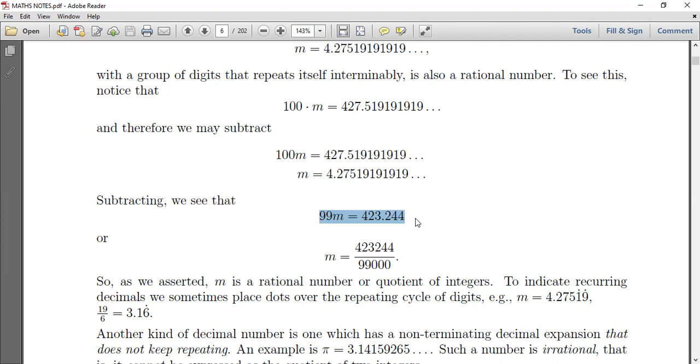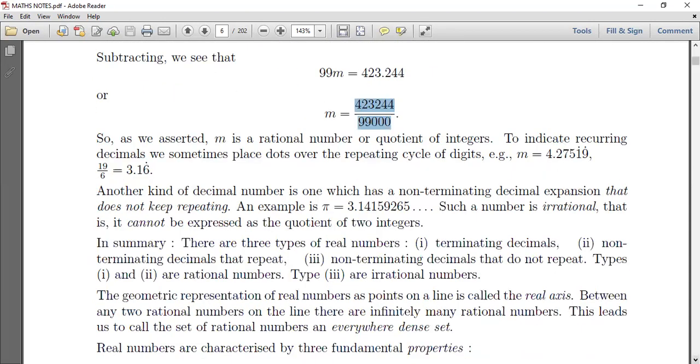You can see now my 99M does not have numbers which continue up to infinity. Therefore, with this now, I can divide this side by 99. If I divide here by 99, this side by 99, and multiply by, I now want to move this comma, but multiply by 1000. So I can express my M like that. Since M has been expressed in the form P over Q, where P and Q are elements of integers, and Q is not equal to 0, therefore that number is a rational number. Okay. So we are saying that M is a quotient of integers.